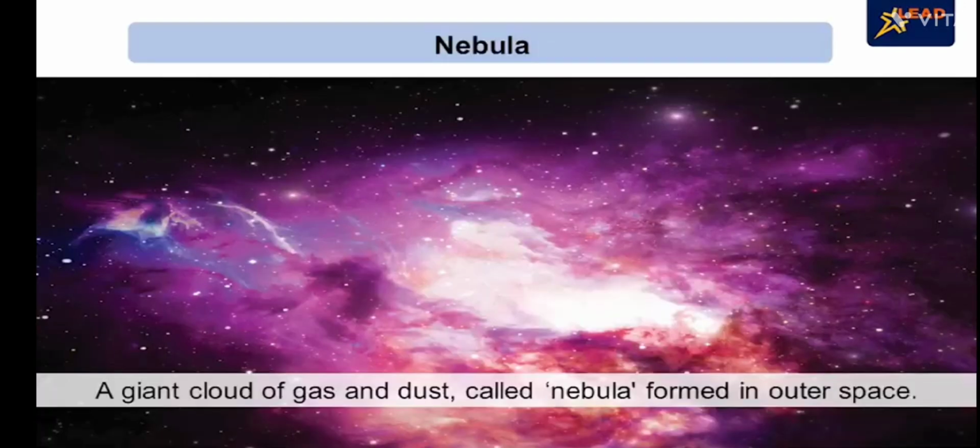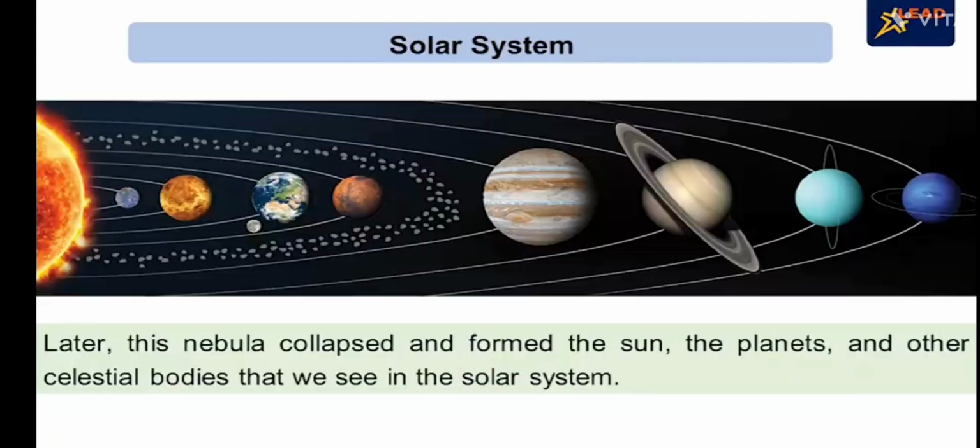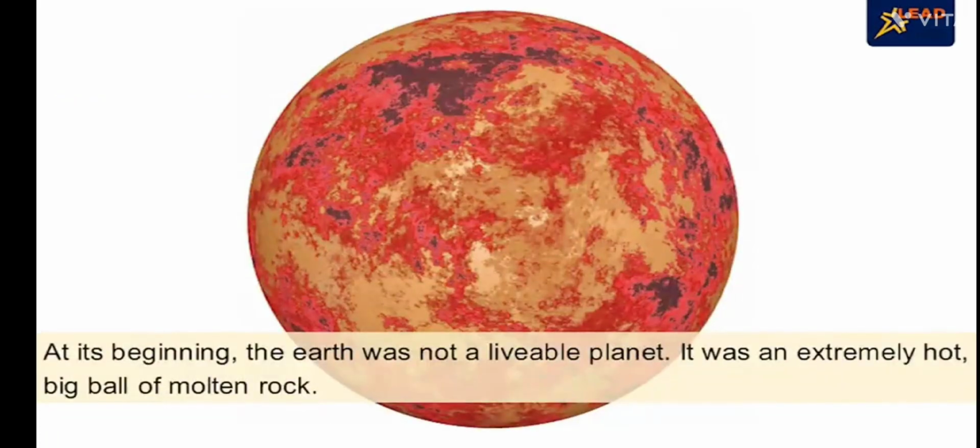Over 4.6 billion years ago, a giant cloud of gas and dust formed in outer space after the Big Bang. This cloud of gas and dust, called a nebula, was held together by gravity. Later, this nebula collapsed and formed the Sun, the planets, and other celestial bodies that we see in the solar system. At its beginning, the Earth was not a livable planet.